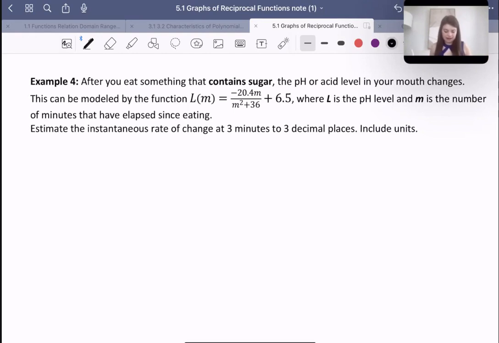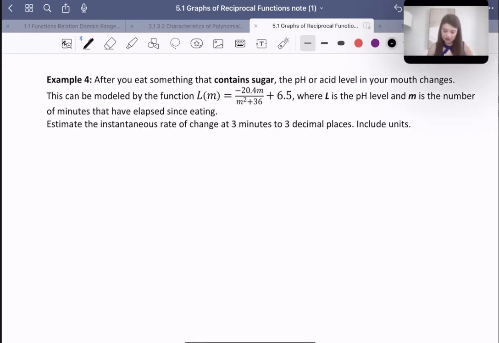All right. After you eat something that contains sugar, the pH or acid level in your mouth changes. This can be modeled by this function, where L is the pH level and M is the number of minutes that have elapsed since eating. Estimate the instantaneous rate of change at 3 minutes to 3 decimal places and include units. Okay, so let's do it. Let's estimate it to 3 decimal places.